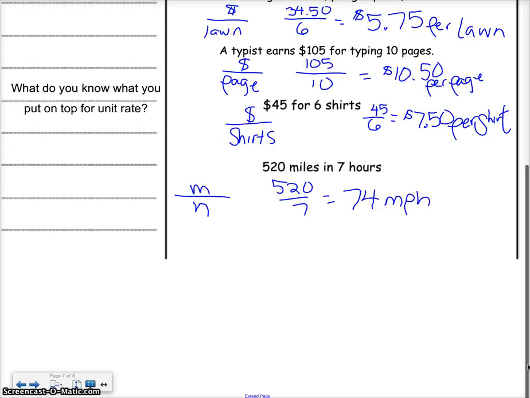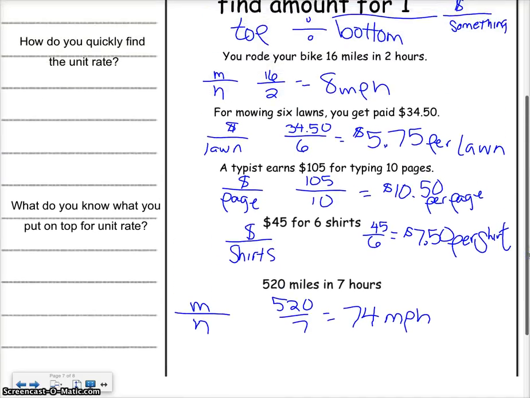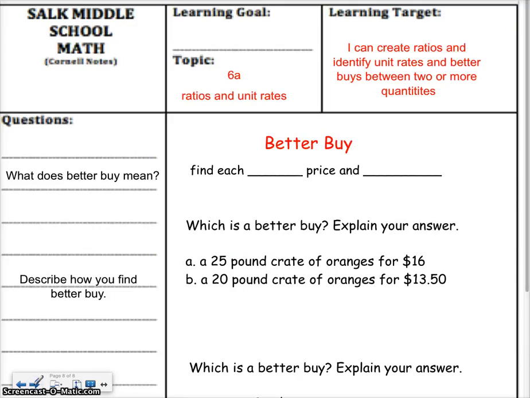All right, so you're going to have to create ratios today. You're going to have to identify unit rates. That's where you just divide them. Last thing, you're going to have to identify better buys, which means cheaper. What's cheaper? Us adults love the better buys. So you want to find each unit price and then compare. So that's the previous thing we did.